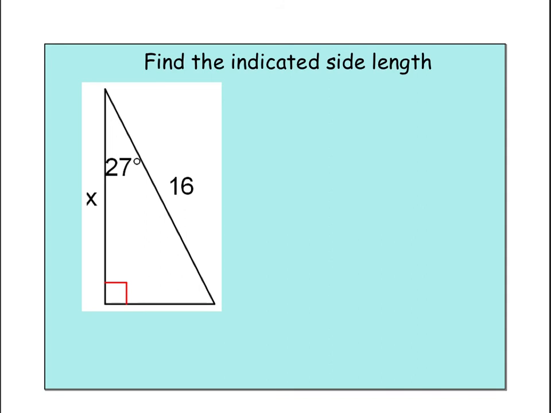All right, so we got this little triangle here. It is not a special right triangle. There's a 27-degree angle in there. That's going to be your hint. Our calculator's got to come out.